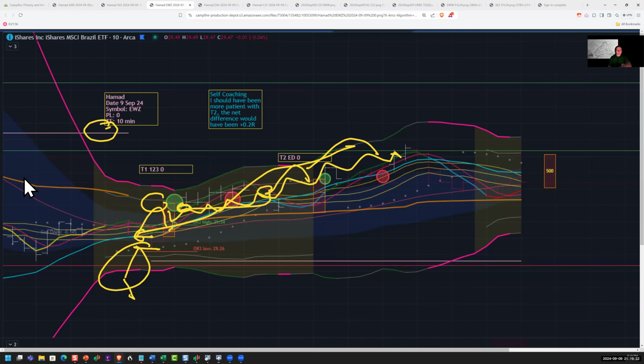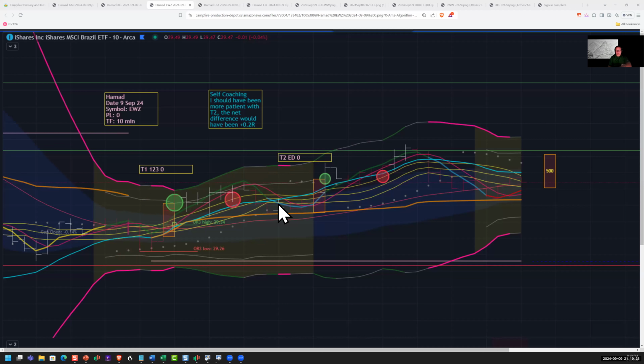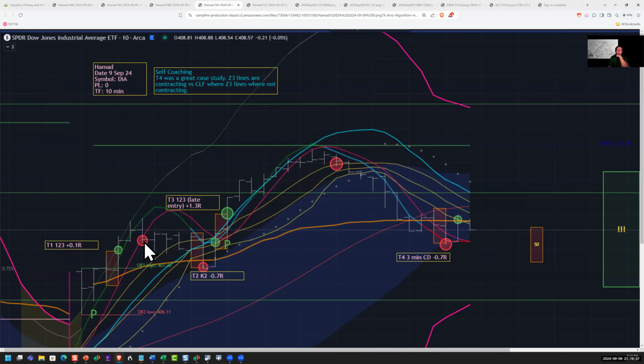EWZ, this is 10 minutes. There just wasn't much play in that at all. It's basically a scratch for the day. DIA, he scratches. And this is one where I'm not sure why we're losing money on that one. Hold on. 0.1.